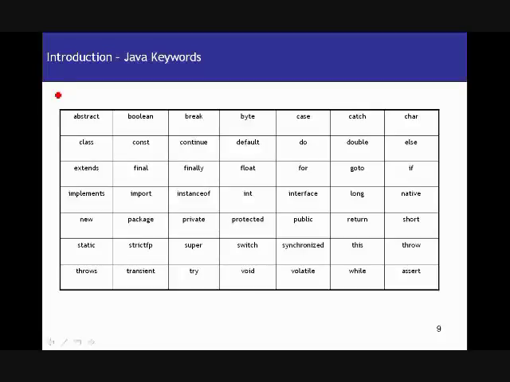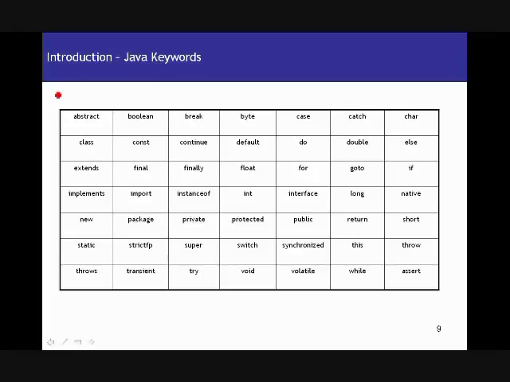Okay, Java keywords. So this table on the current slide lists out all the keywords which we have in Java. It has a total of 49 keywords, and this is as per the JDK 1.4.2 version. I think the latest version has probably one or two keywords added to this list.